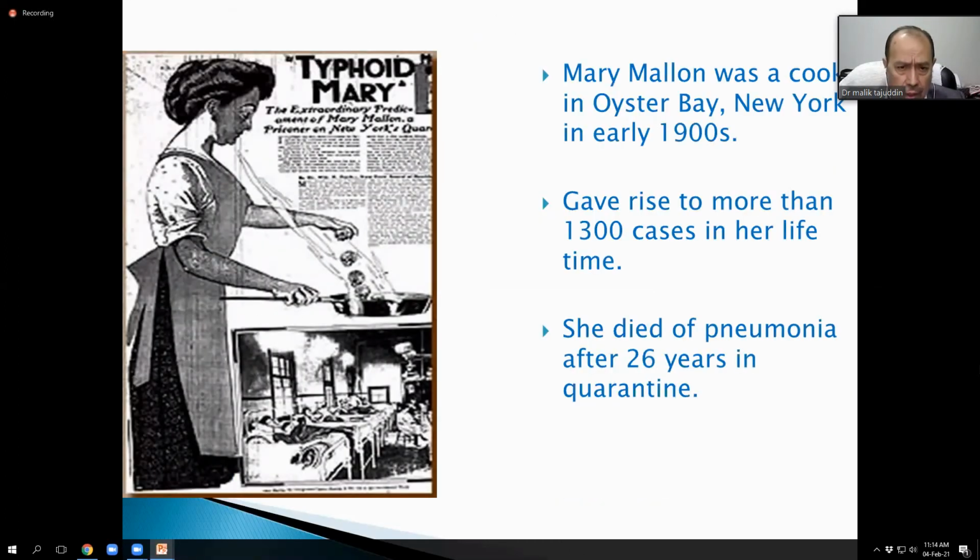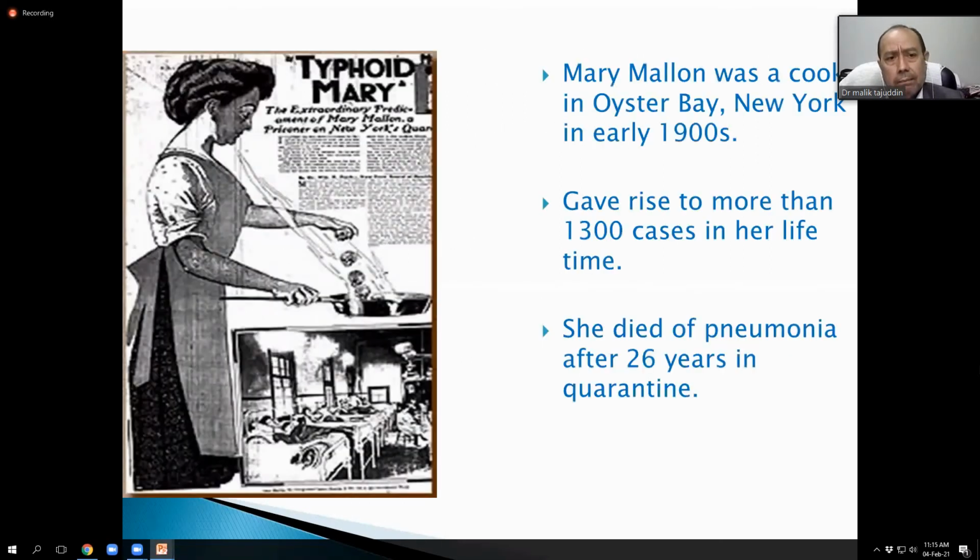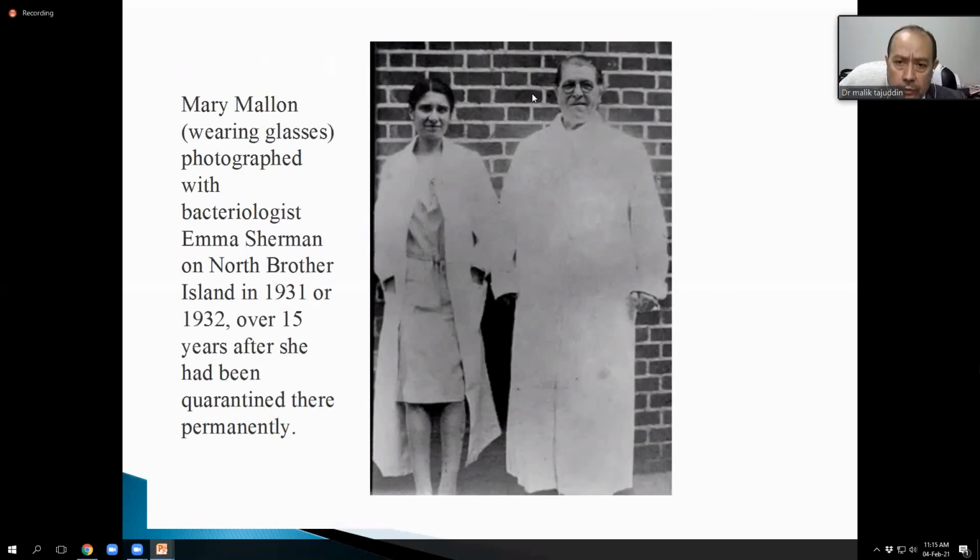Okay, how do we control the typhoid? Now see, this Mary Mallon, this lady wearing glasses, was quarantined. This is a bacteriologist. Okay, this Mary Mallon was a carrier, was a patient of the typhoid, being treated but not treated very well, and she became a carrier. She was excreting typhoid, Salmonella typhi, in her feces, and through poor hygienic habits, she was having it in her hands.